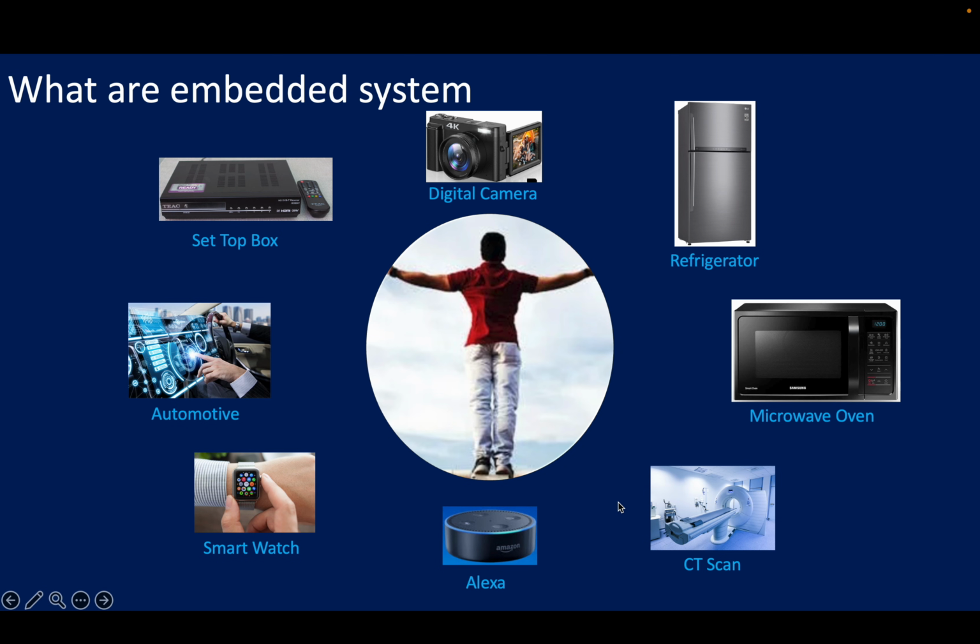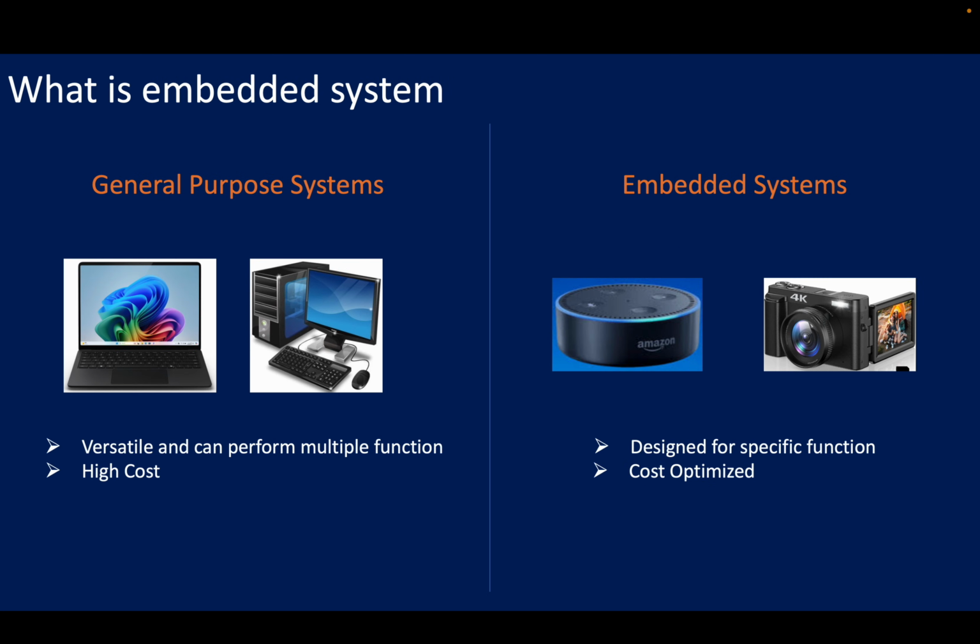and enhancing our lives. Now, before defining what an embedded system really is, let us first understand what general purpose systems are. General purpose systems are things like laptops and desktops. They can do many tasks like watching movies, playing games, video editing, programming, you name it. Because of this versatility, they are relatively expensive, often costing hundreds of dollars.